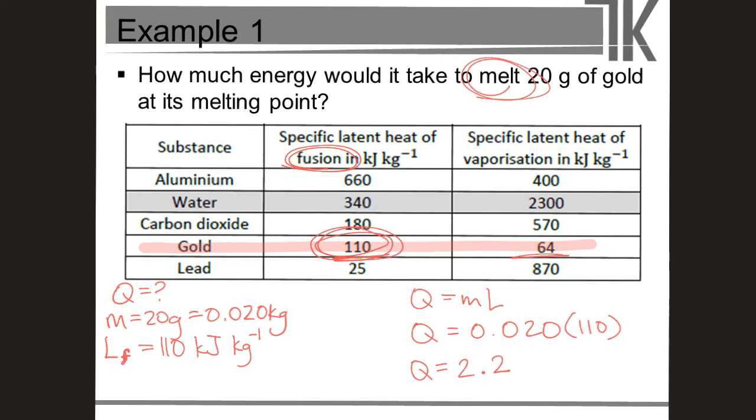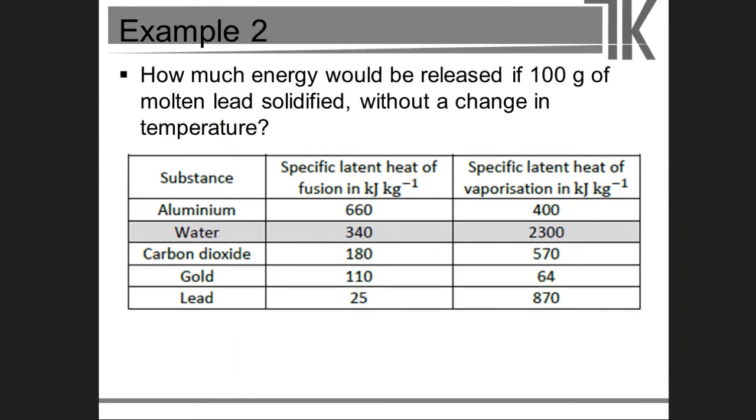Now be careful with units here. We've got a kilogram and a kilogram, so those two cancel each other out. And then we've got a kilojoule left over. So this is actually 2.2 kilojoules rather than just a regular joule. So it's 2,200 joules. Example number 2, pause the video and give this a try.